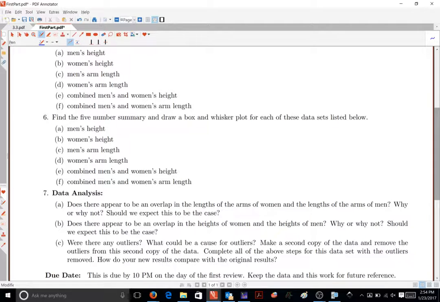That is a document I need. You're going to type it up. You're going to submit it by 10 p.m. the day of the first review. That's February 6th for our class this semester. Make sure you have that turned in.